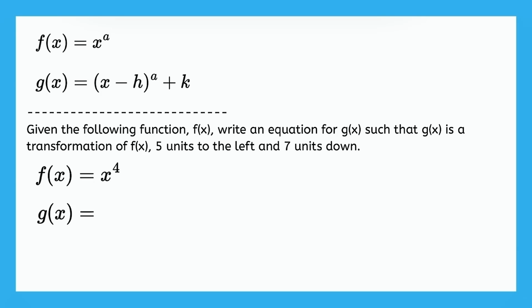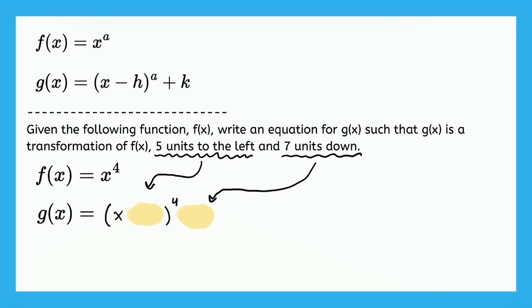Given the following function f of x, this time f of x is x to the power of 4, write an equation for g of x such that g of x is a transformation of f of x. 5 units to the left, okay, this will be the -h part, and 7 units down. That's the vertical part, which would be the +k part. So our a is obviously the same, it is still 4, but the question is, what do we put in for -h and what do we put in for +k?